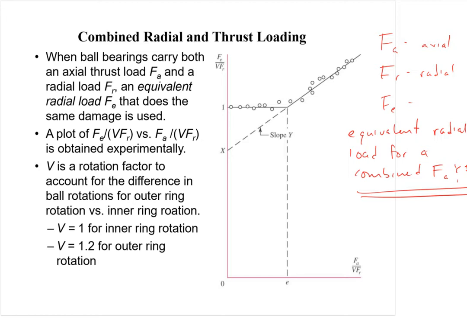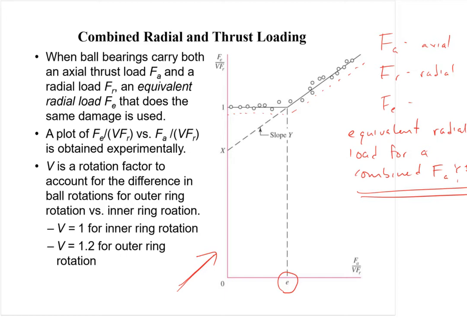It's F sub E. As you can see in the plot here, the data has two different behaviors, and so to demystify this, there's going to be two different equations for determining FE, and it depends where you are relative to this point E, which will get explained in a little bit.